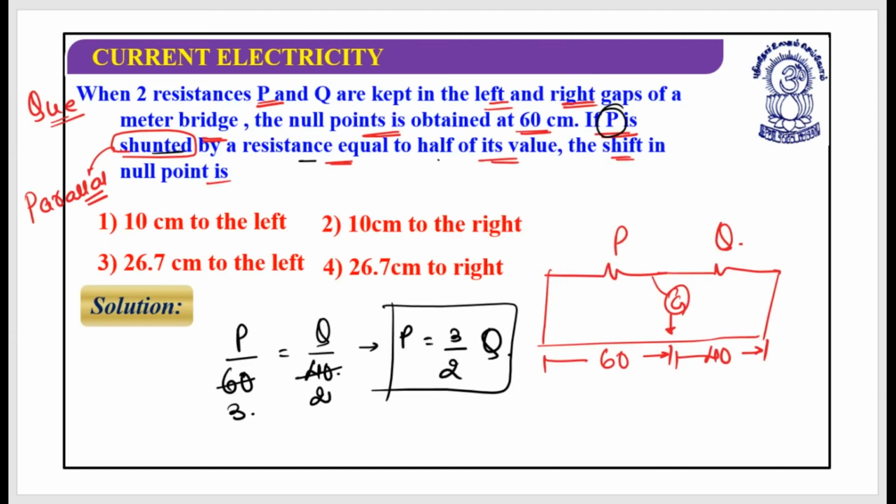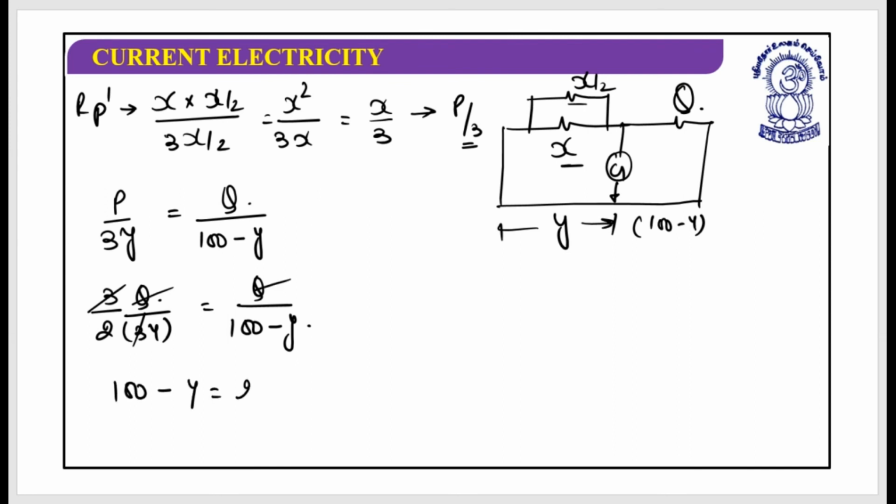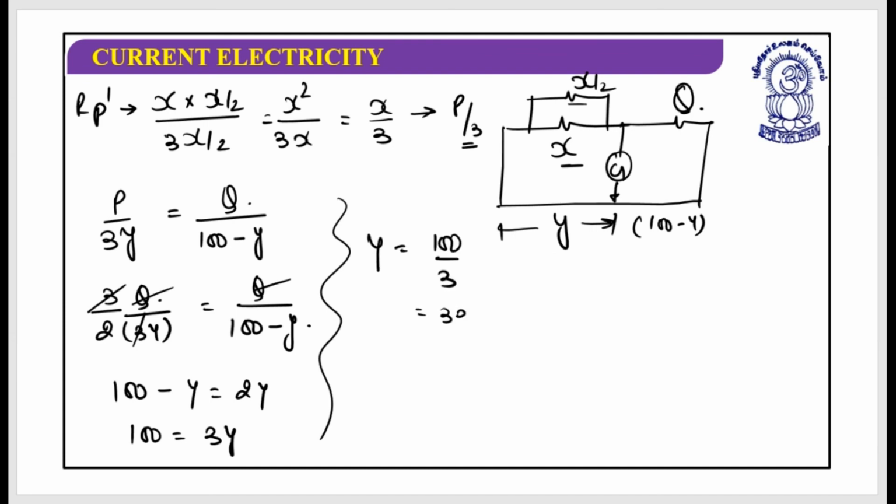Now I have the relation that P equals 3 by 2 of Q. So 3 by 2 of Q into 3Y should equal Q by 100 minus Y. This 3 has gone, this 3 has gone, and the Q is gone too. So 100 minus Y should equal 2Y. So 100 equals 3Y, and Y equals 100 by 3, which is approximately 33.33 centimeter.